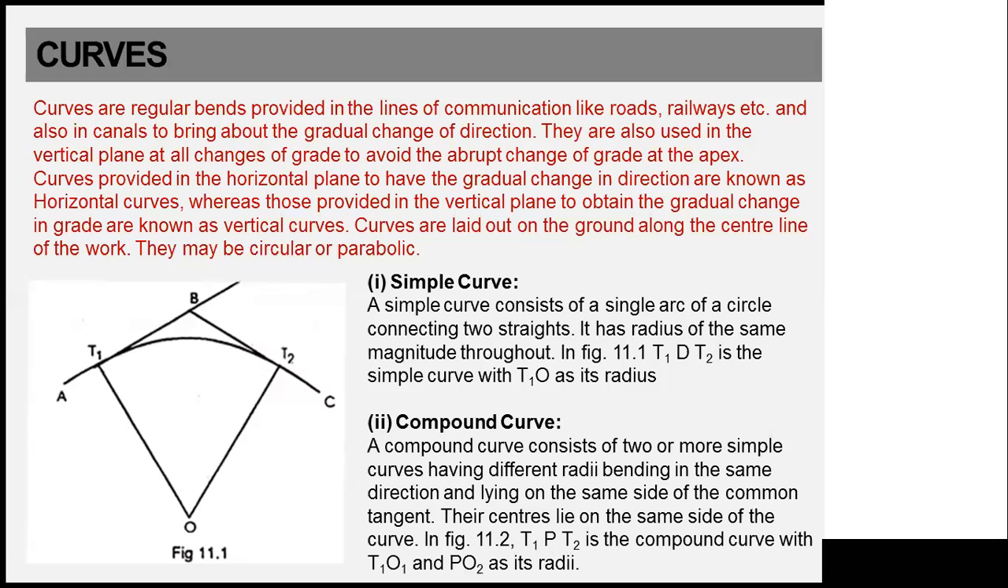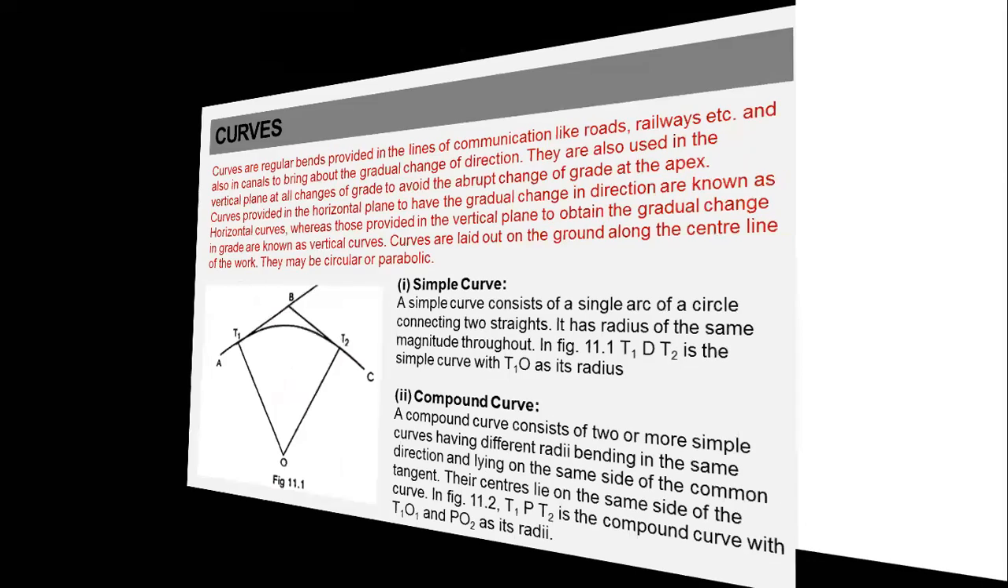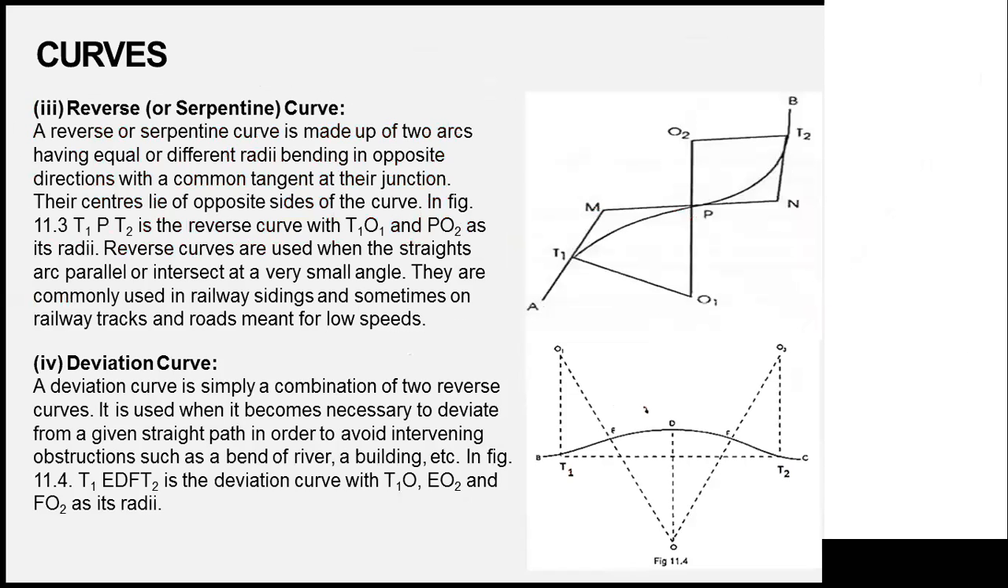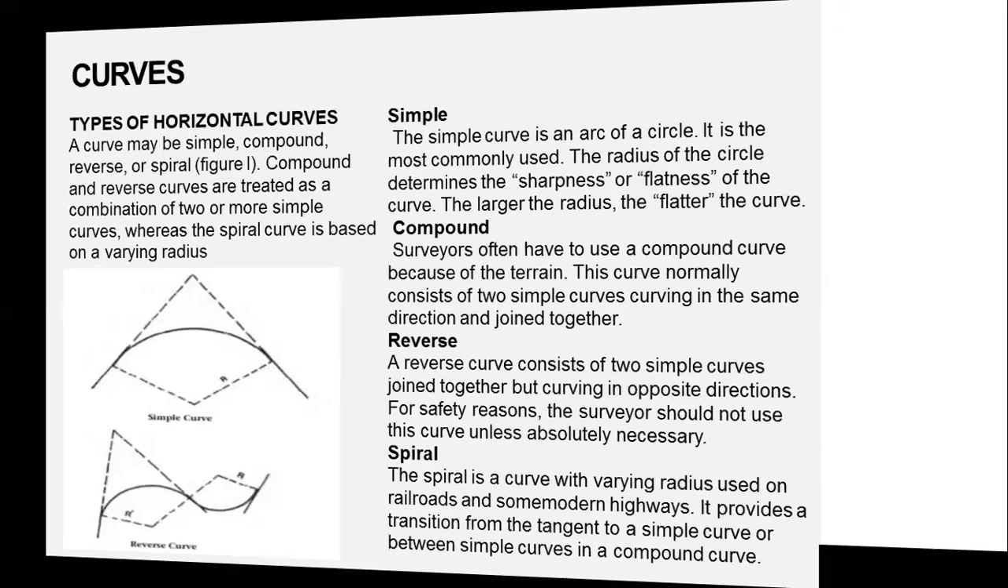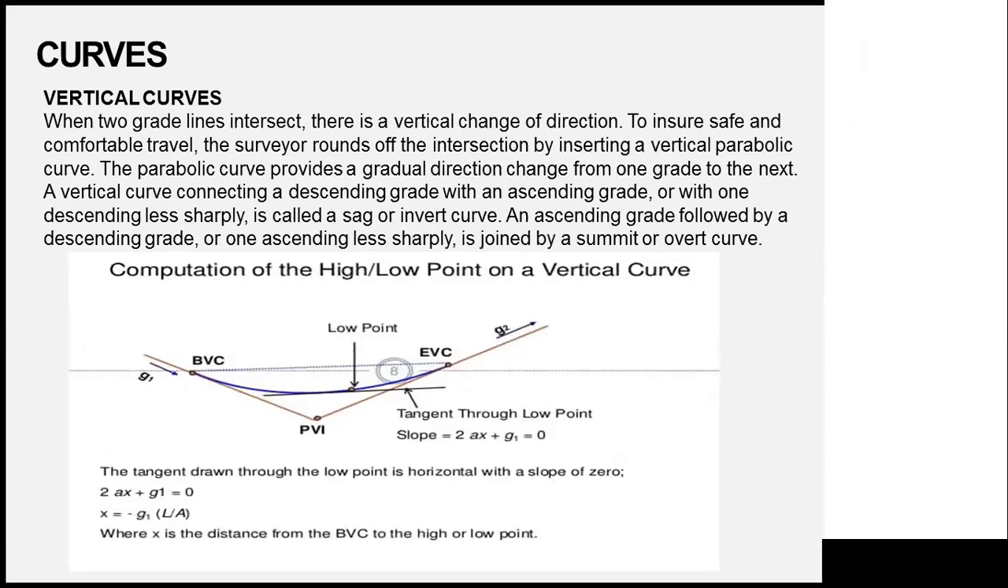And what are the horizontal curves? Horizontal curves are the simple curve, compound curve, and transition curve. These are the various curves. Some other types are also there, such as the reverse curve and deviation curve. We will see the various types of curves. Spiral curves are also there. Then vertical curves.